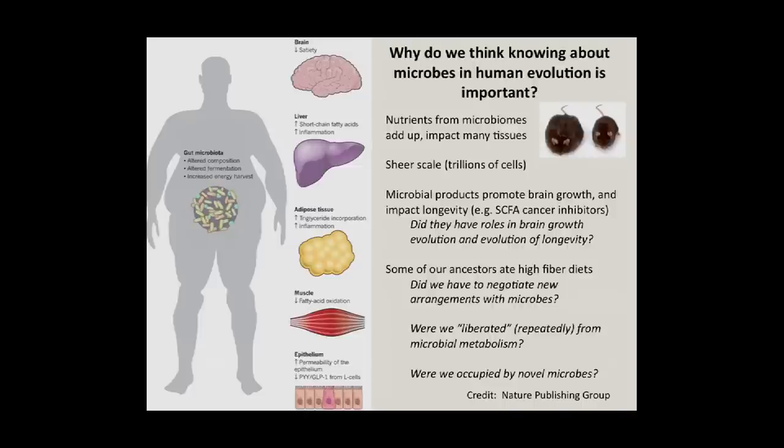As we'll learn a little bit more today, some of our ancestors ate very, very high fiber diets. And so one question that we're very interested in is whether or not our ancestors had to negotiate new relationships or arrangements with microbes. There's a possibility that our microbiomes were effectively liberated, or we were liberated from our microbiomes, because of the changes that occur when we cook. Finally, we might ask whether or not we were occupied by novel microbes that could confer different kinds of advantages to us as hosts. So what are we doing about all of this?